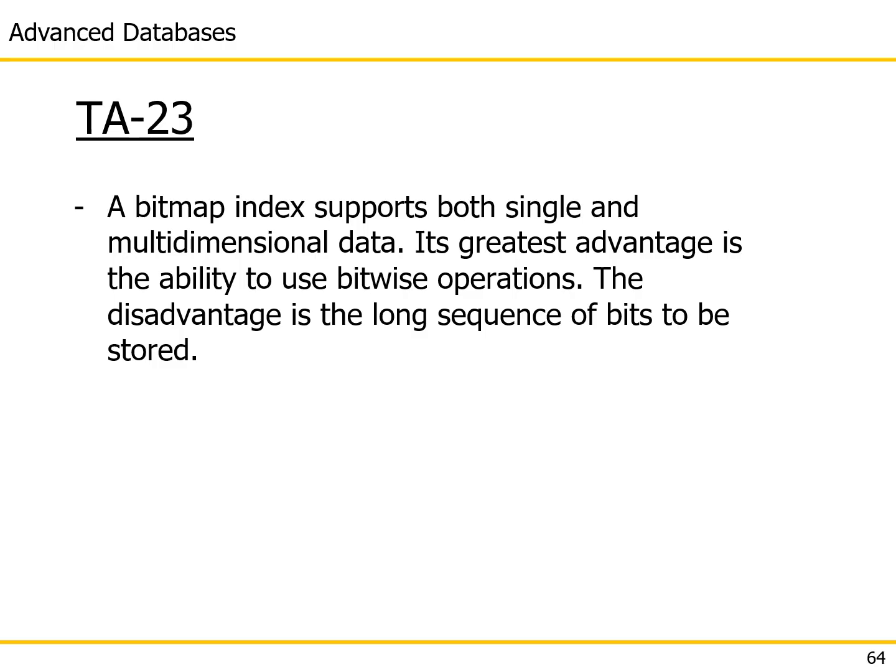So here's the takeaway. A bitmap index supports both single and multidimensional data. Its greatest advantage is the ability to use bitwise operations. The disadvantage, obviously, is the long sequence of bits to be stored, but as I mentioned, there is a solution to this, which is to use advanced compression techniques to be able to manipulate the bits and the bit stream without having to expand the whole thing in one shot.